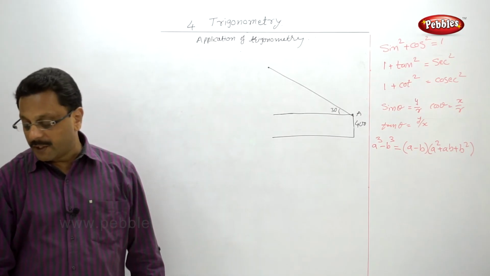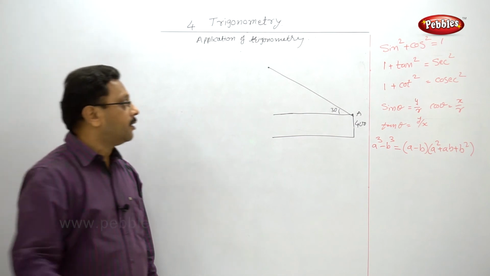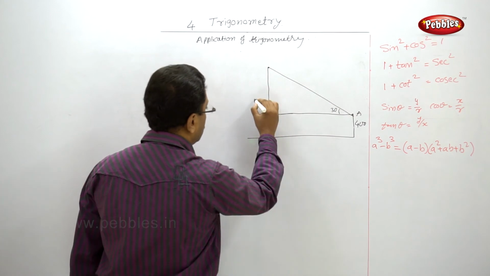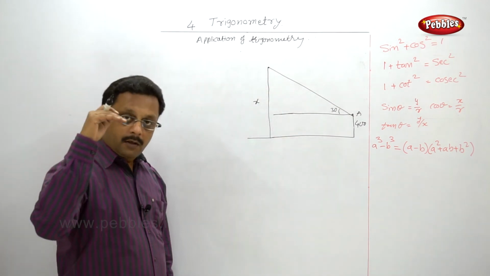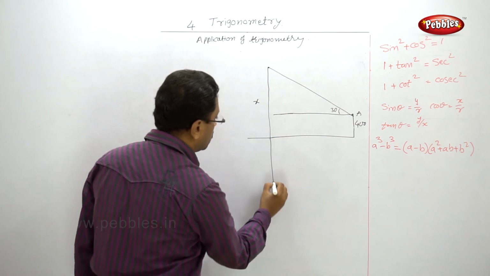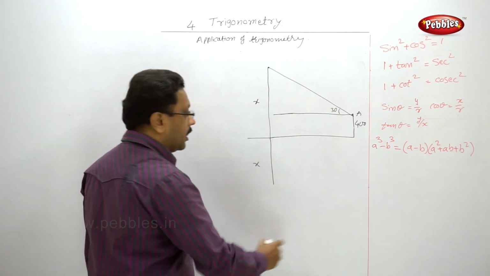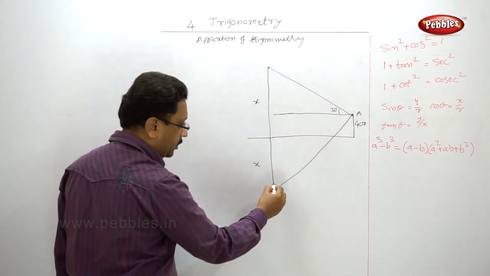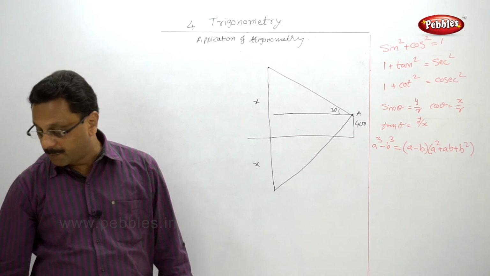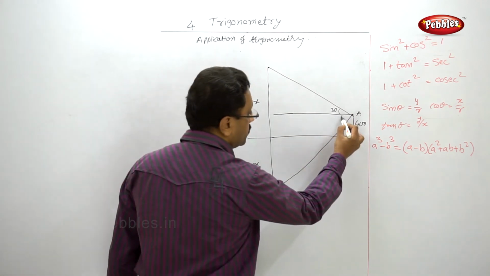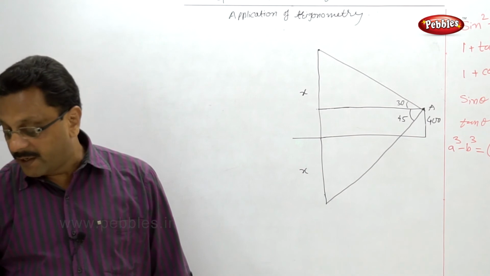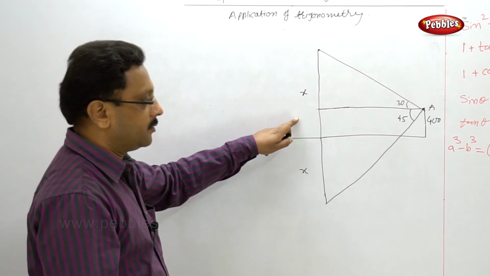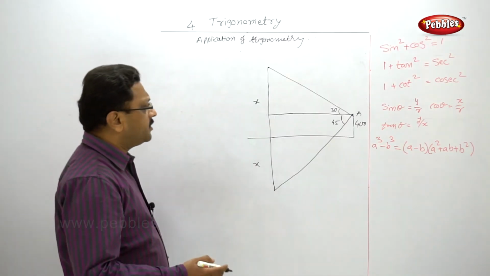And the angle of depression of its reflection in the lake. Now you know that if this is a lake and if this is the height of the cloud, the reflection will also be at the same height. And now this angle is 45 degrees. Angle of depression is 45 degrees. That means this angle is 45 degrees. Find the height of the cloud above the lake. We want to find out the x here. Very simple. This is x.